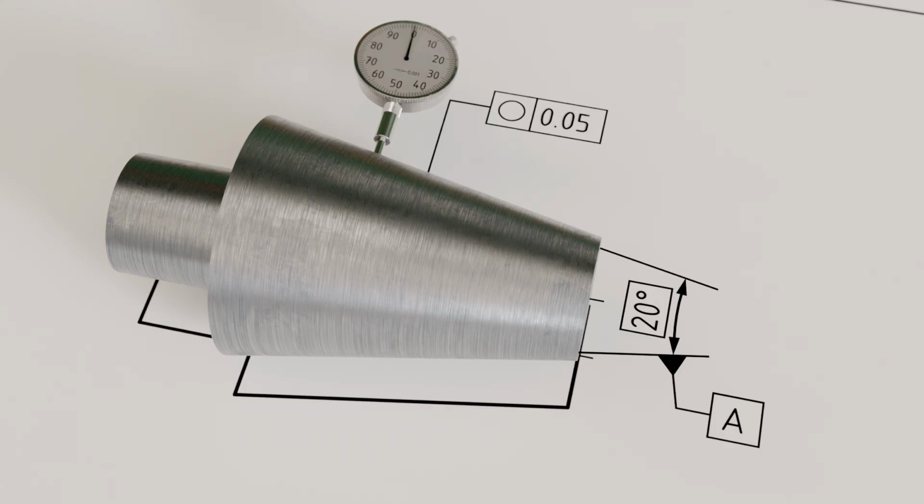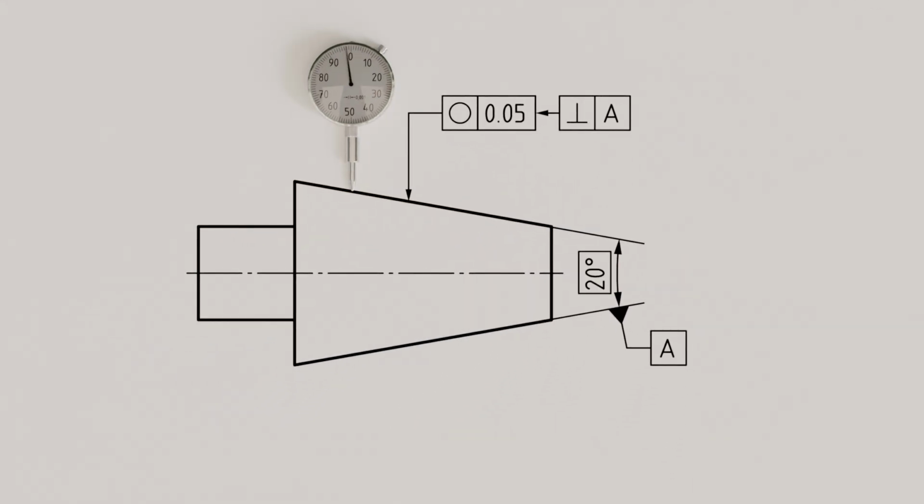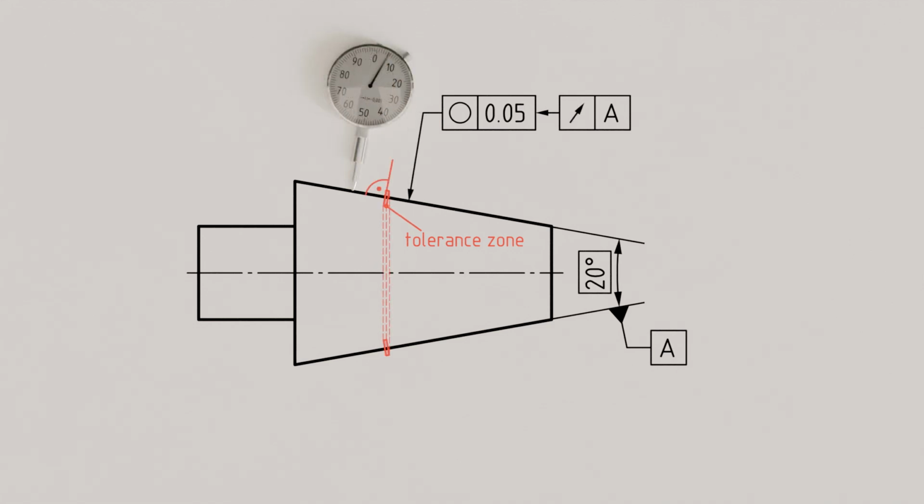The actual symbol for the direction element indicator is an arrow pointing to the feature control frame. In the first box, the characteristic is specified, in our case the perpendicularity symbol, and in the second box, the datum is indicated. This clearly defines that the roundness is to be tolerated perpendicular to the centerline and must be inspected accordingly. If, on the other hand, the roundness is to be tolerated perpendicular to the conical surface, a runout symbol with an arrow is used instead of the perpendicularity symbol. In this case, the roundness must also be inspected perpendicular to the surface.